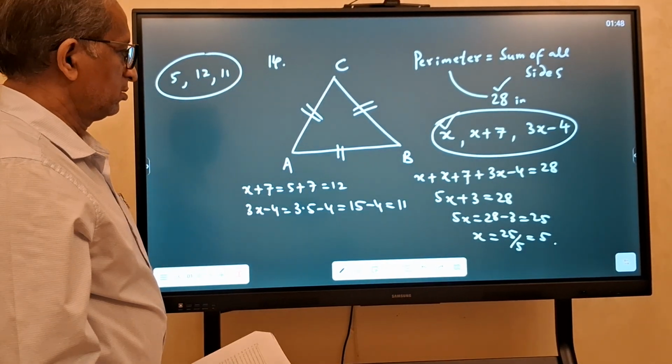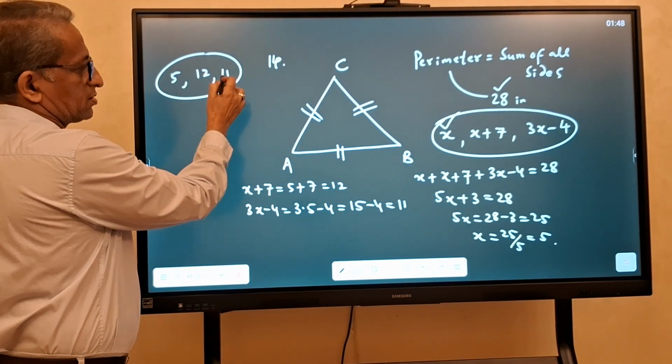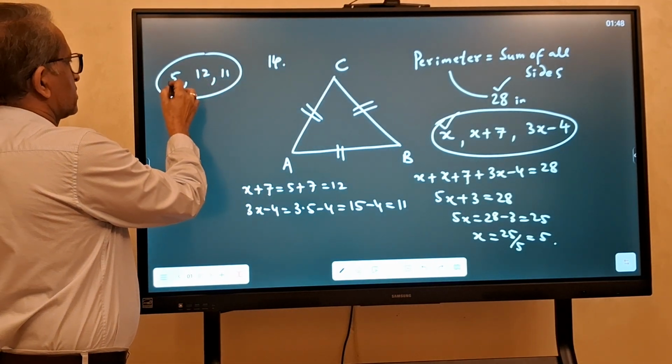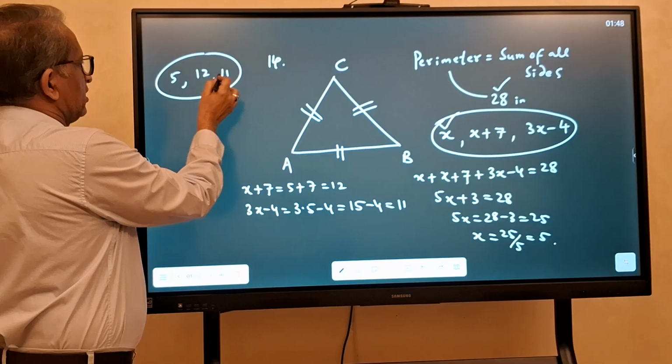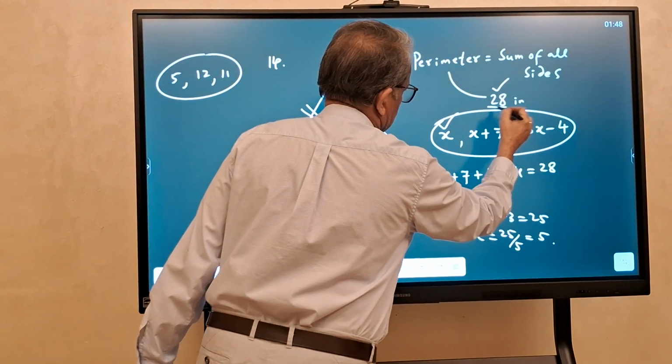How to check? The same. I have to add up these. So 12 plus 5, 17, plus 11, 28. Yes, it is correct.